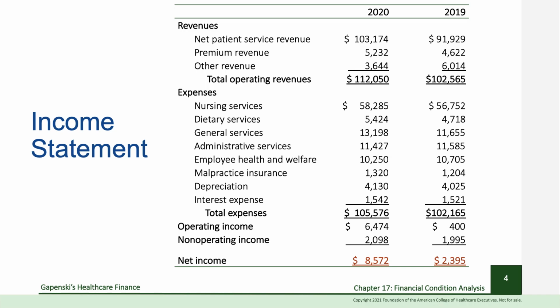All right. So this is the income statement, and as you can see, it's in thousands of dollars. There are revenues, expenses, operating income, and non-operating income. The total operating revenues are listed, the total expenses are listed, and the net income is a combination of the operating income as well as the non-operating income. So you have the total net income, which is 8,572 for 2020 and 2,395 for 2019.